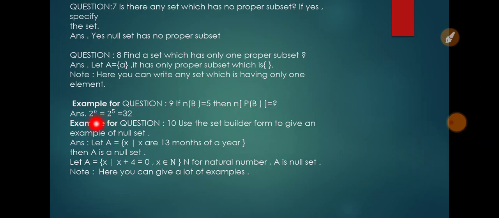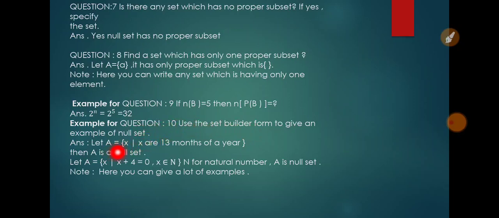So here I have 2 to the power 5, as the number of elements is 5, and the final answer will be 32. So the number of elements of the power set of set B is 32. Okay. Now the example for question number 10. Use the set builder form to give an example of a null set.